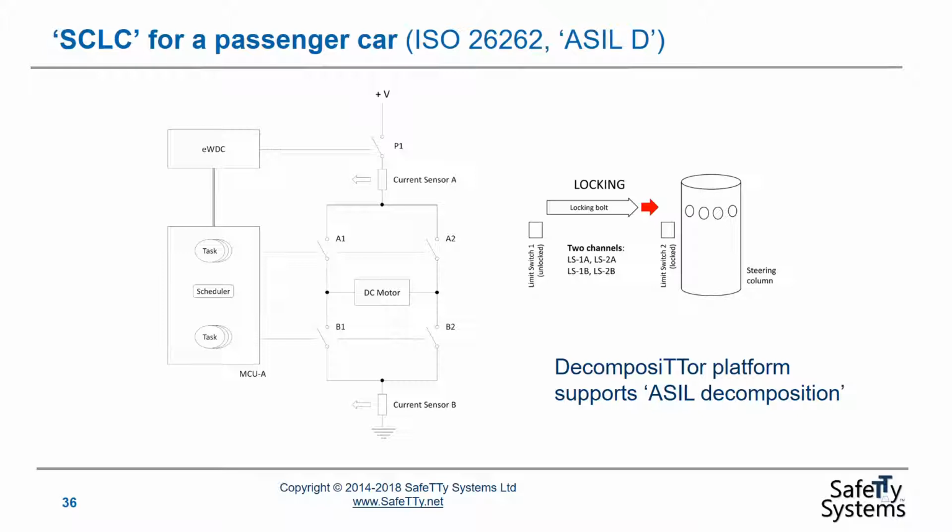In this design, we're assuming that the system can be put together using a single microcontroller and an external watchdog device. This time we're using what we call a decompositor platform. This supports what's known as ASIL decomposition in ISO 26262. So in this case, we have a single TT scheduler, and we have two independent sets of tasks, both running on the same microcontroller. So in this example, we have an ASIL-D design, and we would have two sets of ASIL-B tasks running in this system.